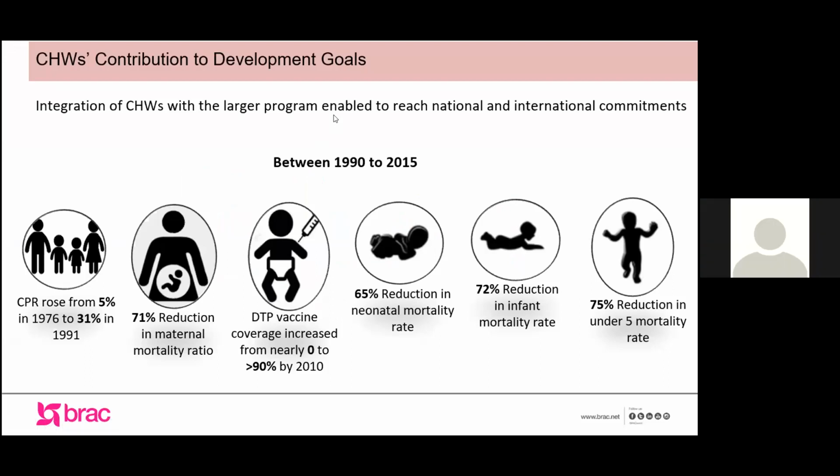Murshid. Okay, sorry. So what we have achieved so far through this intervention is reflected in the national health achievement as well. From 1990 to 2015, there has been a massive improvement in health, family planning, nutrition and other indicators. If I just give you some glimpse, the contraceptive prevalence rate increased from 5% in 1976 to 31% in 1991.